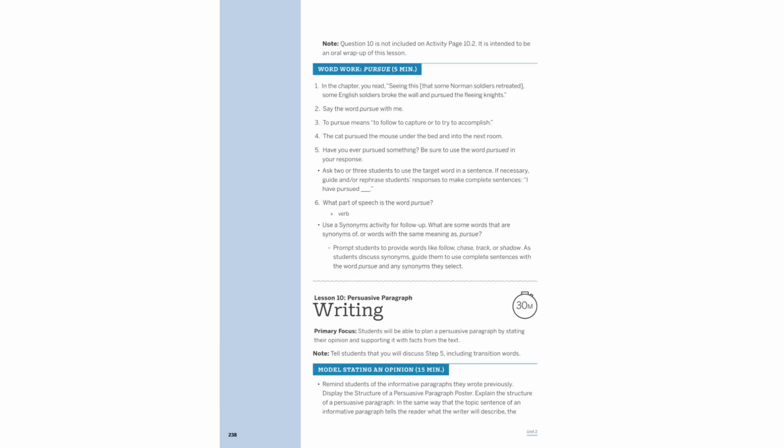Pursue means to follow or try to accomplish. For example, the cat pursued the mouse. It's a verb. Synonyms include follow, chase, and track. Have you ever pursued something? Use the word in your response. This understanding aids in crafting persuasive paragraphs, where opinions are supported by facts, much like pursuing a goal with evidence.